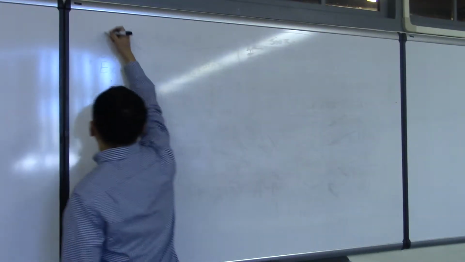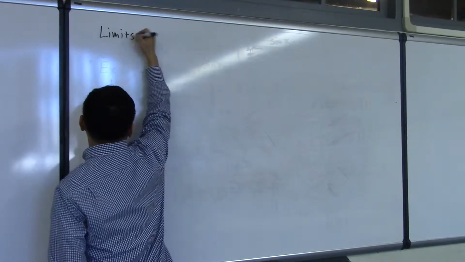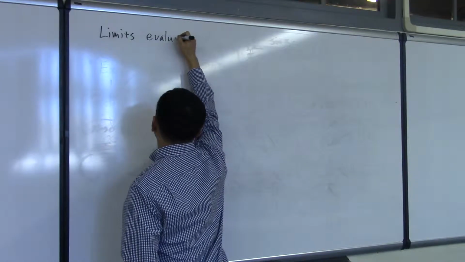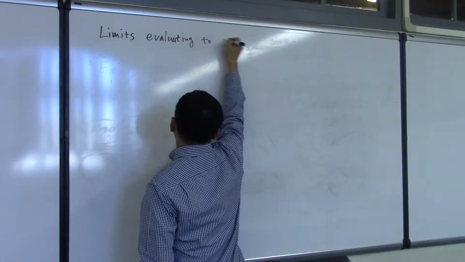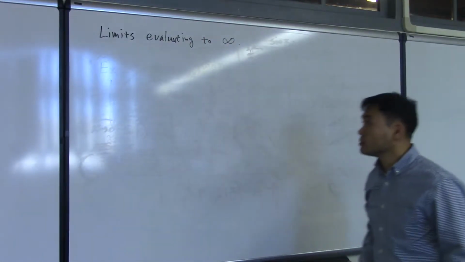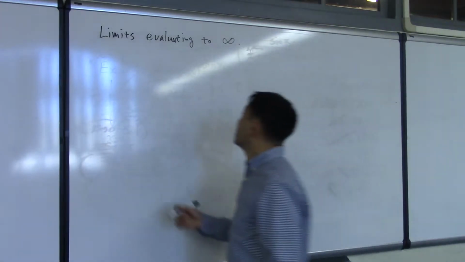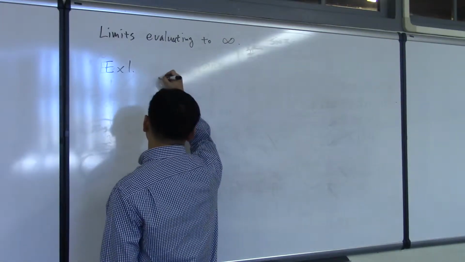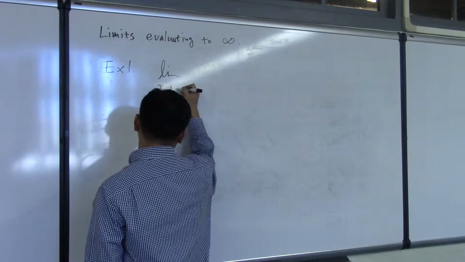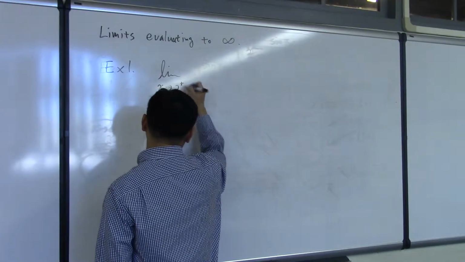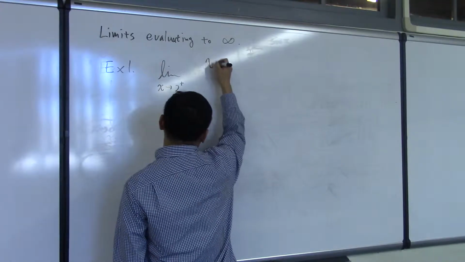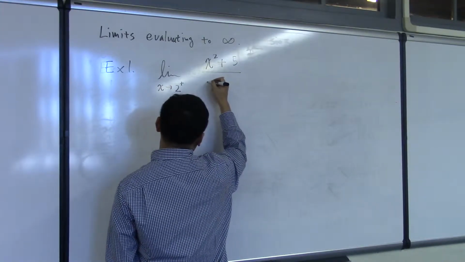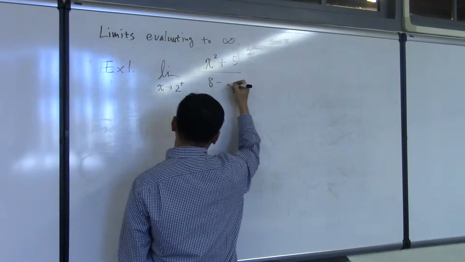Okay, let's talk about limits. Evaluate the limit as x goes to 2 plus of (x squared plus 5) over (8 minus 4x). Let's think about the following question.